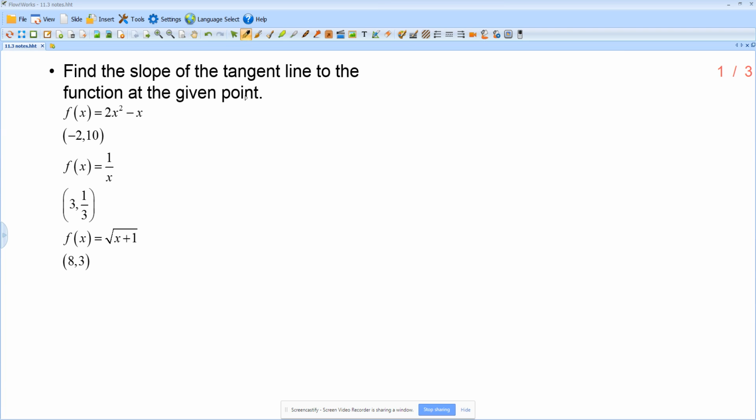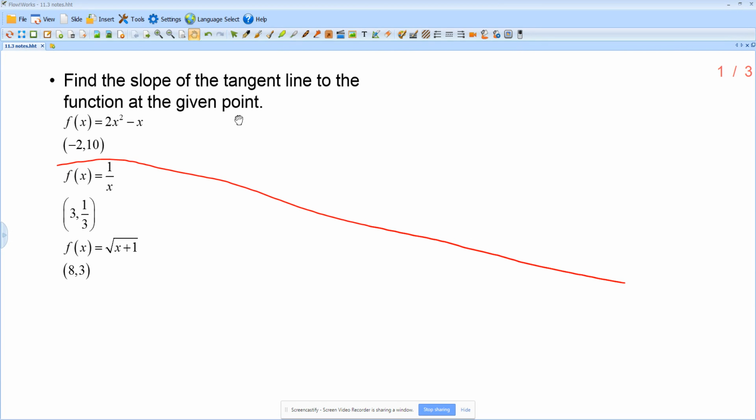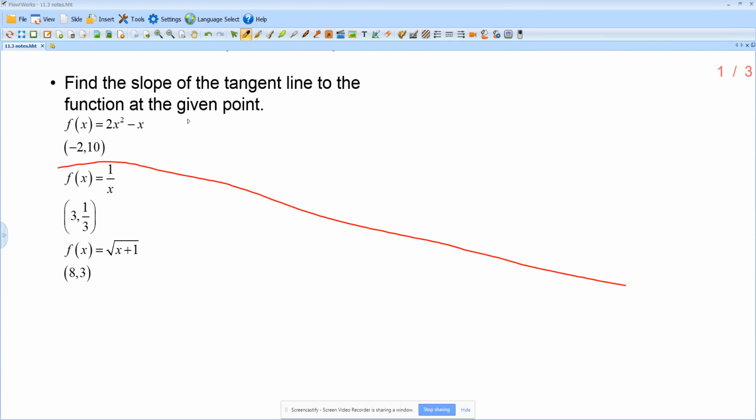All right, welcome to the examples video. We're going to get started because we've got a lot to get through. First thing I'm going to say, you're going to need a super duper amount of space because these are pretty long. So find the slope of the tangent line to the function at the given point.